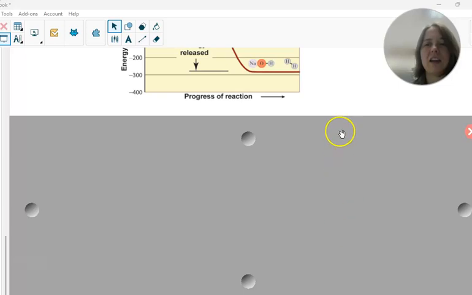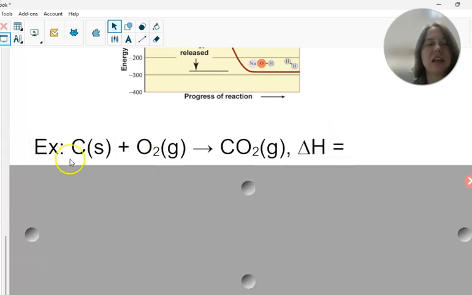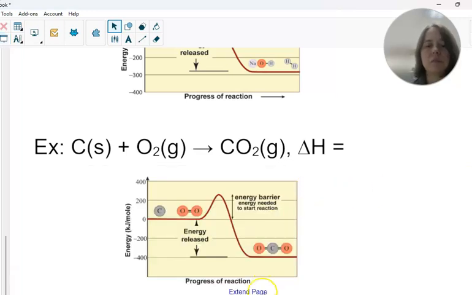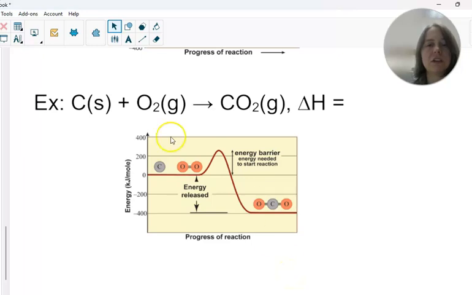Okay, let's take a look at another reaction. So please write this down. 1 mole of solid carbon reacts with 1 mole of oxygen gas to form 1 mole of carbon dioxide gas. So we're going to make this diagram in your notebook, a simplified view, where you have energy on the y-axis and time or progress of reaction on the x-axis. And it starts at about 0, goes up, maybe 250, and then comes down to -400.